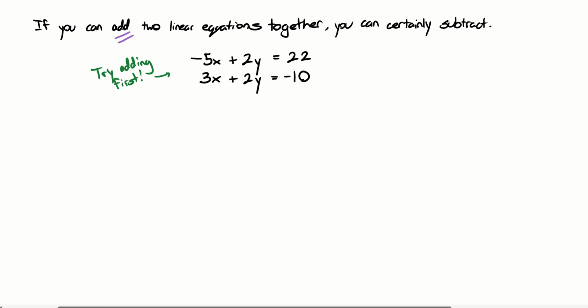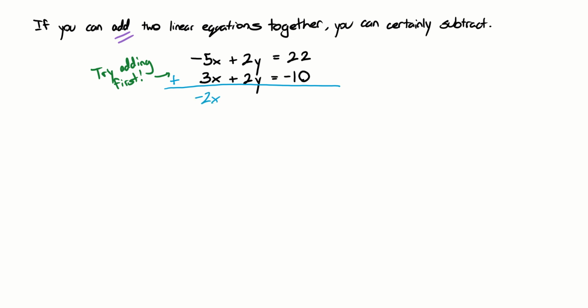Here's our next one. Let's get this one in our notes here. Negative 5x plus 2y equals 22. 3x plus 2y equals negative 10. Let's start by trying to add the two equations together first. Let's see if we add them together, will a pair of terms eliminate? Let's see here. Don't start writing in this note yet because I'm going to do something wrong here. Negative 5x plus 3x. Well, if I add those together, do I get 0?